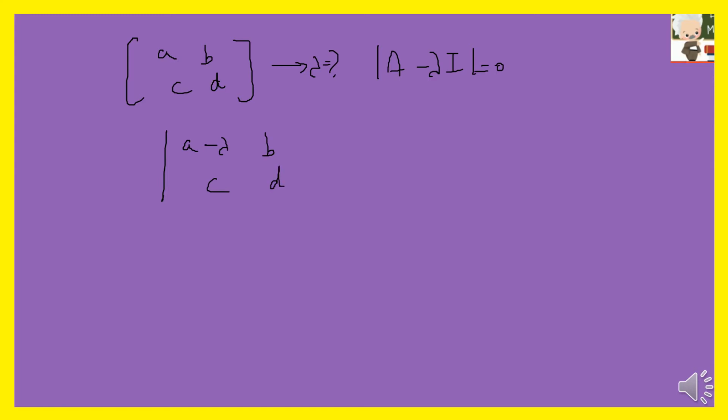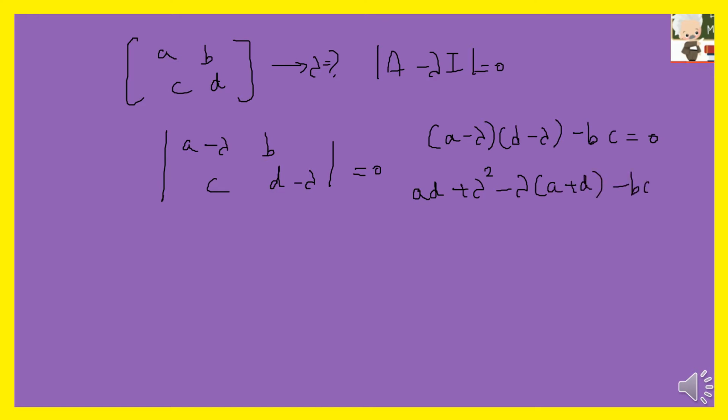Let me consider a matrix [A B; C D]. Here I have to find the eigenvalues for this matrix, which will be the determinant of A minus lambda I equal to 0. So [A minus lambda, B; C, D minus lambda] equal to 0. If I take the determinant, it would be (A minus lambda) into (D minus lambda) minus BC equal to 0. Now I multiply the terms, which will be AD plus lambda square minus lambda into (A plus D) minus BC equal to 0.